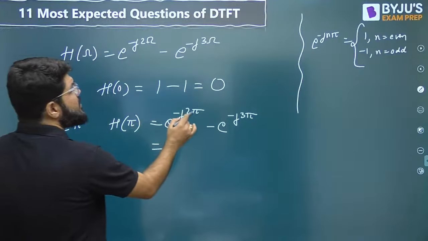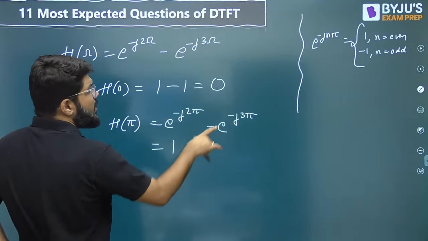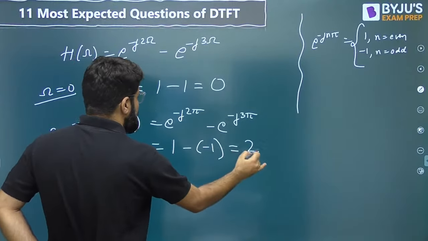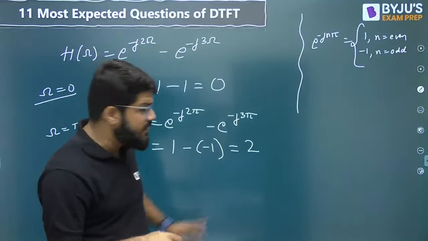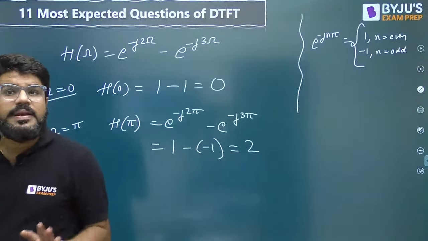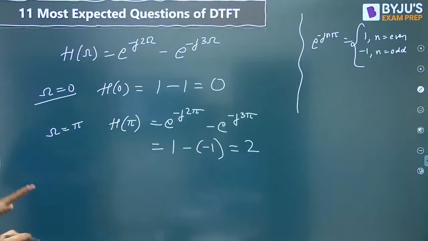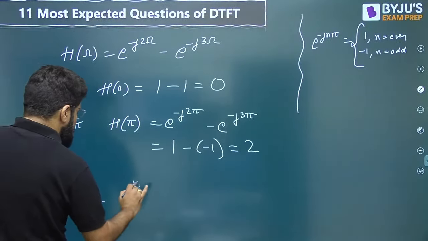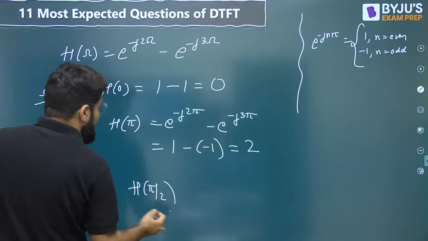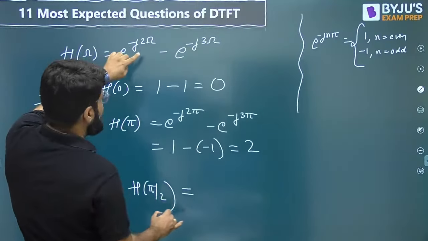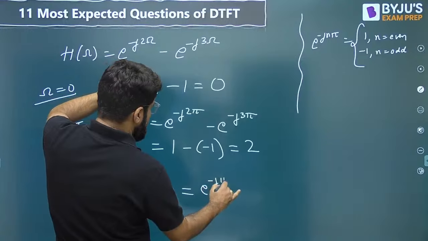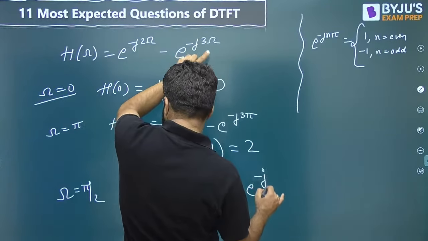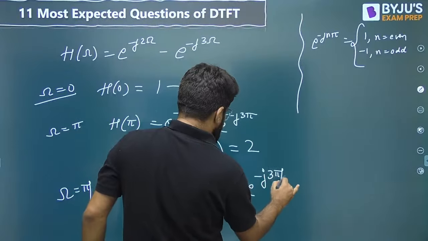So this is e power minus j2 pi, n is equal to 2. Here n is odd, so the answer will be minus 1. So 1 minus minus 1, it is 2. Definitely it is passing the high frequency with gain 2. Considerable gain, so it can be a high pass filter. And just to confirm the pattern, let me also show you the mid frequency value. When I take pi by 2, I get e power minus j pi first of all, then minus e raised to the power minus j3 times pi by 2, so 3 pi by 2.